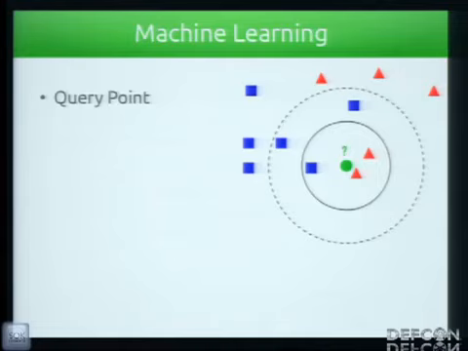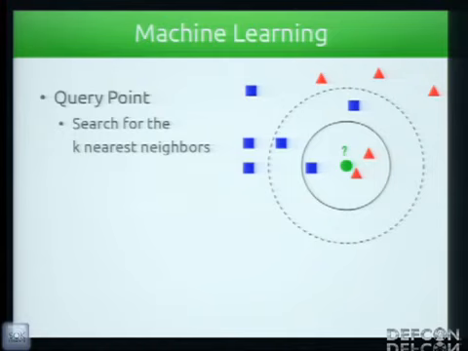And then you have a query point. So now you have this green dot in the center. You say, I just found some new suspect. Is he good or is he bad? How do you answer that question? Well, you just search for the k nearest neighbors, where k is some constant that you choose. And in this, you can take a majority vote.